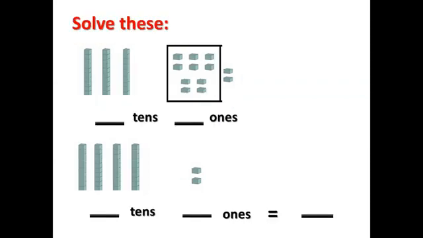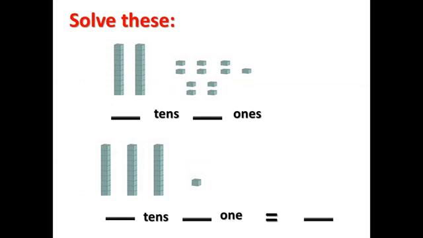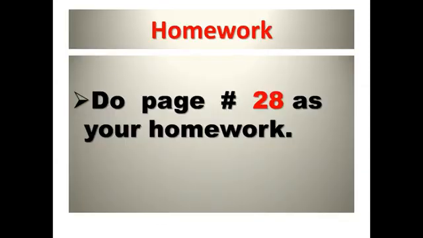That's all about today's lesson. Hopefully you understood today's lesson, how to arrange numbers in tens and ones. So students, here I have put some examples and you have to solve them. And after solving these examples, you have to attempt page number 28 in your Countdown book as your homework. I hope you all will do well.